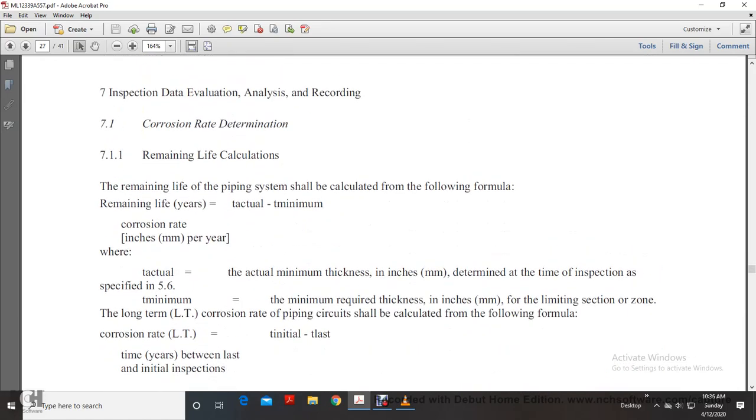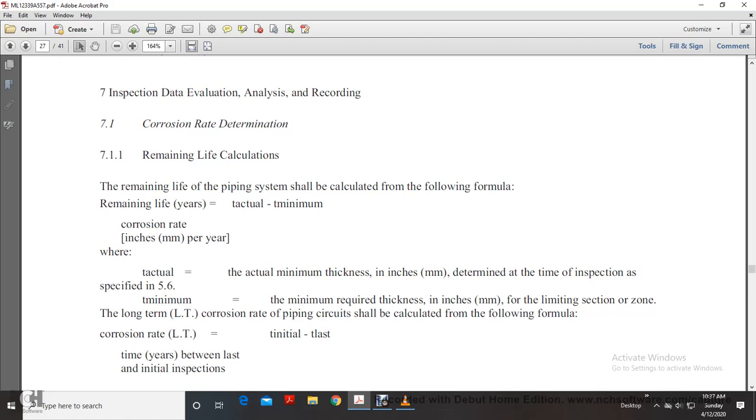7, corrosion rate determinations. Remaining life calculation. Remaining life of the piping should be calculated with the following formula. Remaining life in years equals t actual minus t minimum, divided by corrosion rate, with thickness in inches or millimeters per year, with the actual minimum thickness in inches determined at the time of the inspection specified in 5.6. T minimum is the minimum thickness in inches or millimeters for the limiting section or zone.